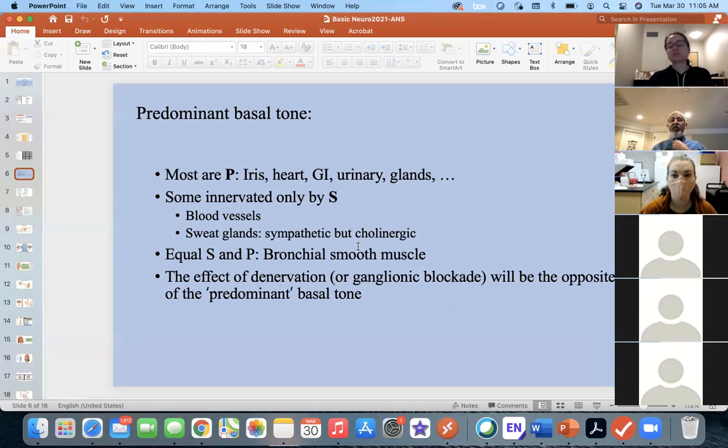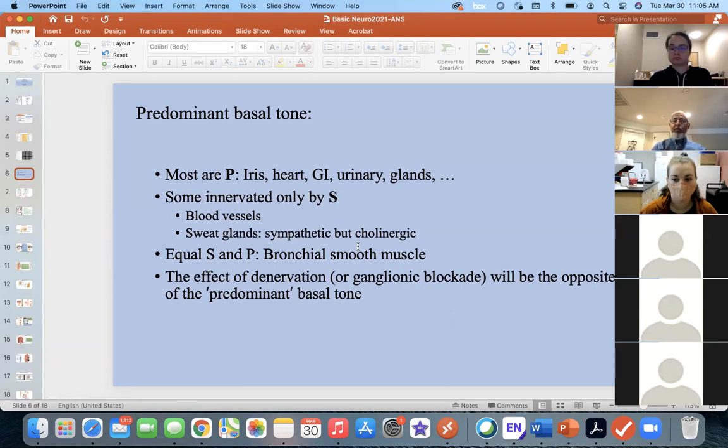So if you see the people with asthma, they inhale albuterol. What albuterol does is that it relaxes the bronchial smooth muscle. That is done by alpha stimulation. That is a sympathetic stimulant. So that relaxes your bronchial smooth muscle so you can breathe easy, right? So the obstruction of the respiratory passage is reduced. So bronchial smooth muscle is the area where you have the same. If there is no predominant tone, sympathetic and parasympathetic play equal role.